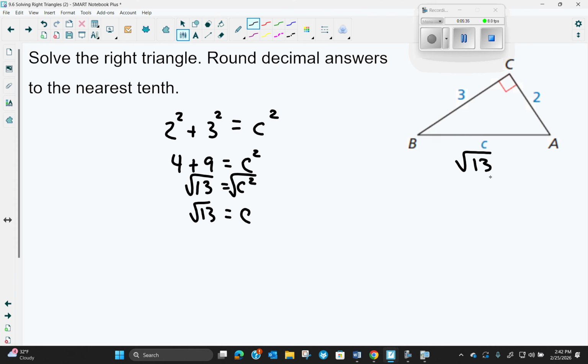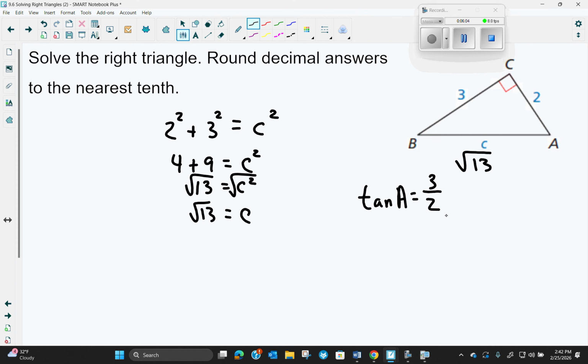So I can use any measures I want. I'm going to use 2 and 3 because I don't want to use the square root of 13. I'm going to have to use it possibly, but I got 2 and 3, so I'm going to use that. So I'm going to say this would be adjacent. This is opposite. So I'm going to say tangent of A is equal to 3 over 2.